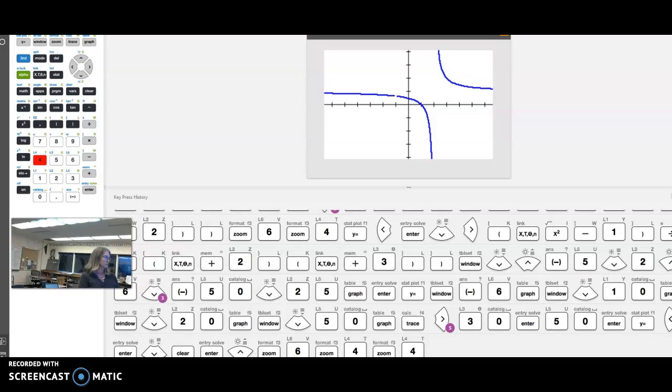So that's our notes from 2.6 and 2.7. Now what I'd like you to do is try to do the 2.6, 2.7 practice and bring your questions to me when you have them.